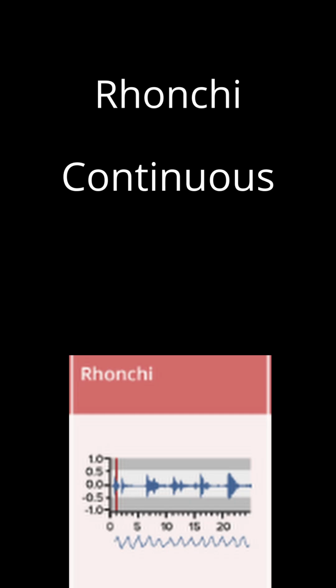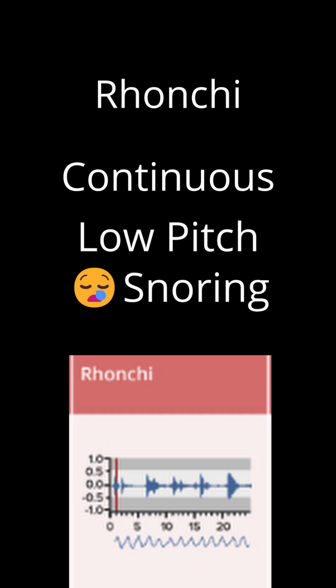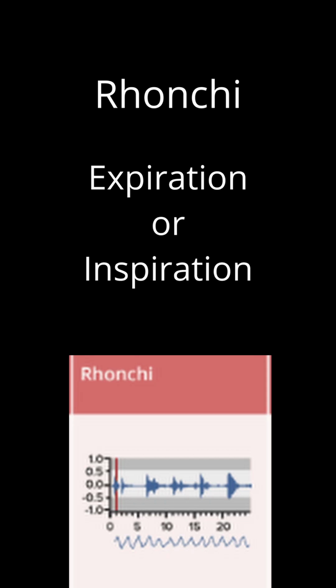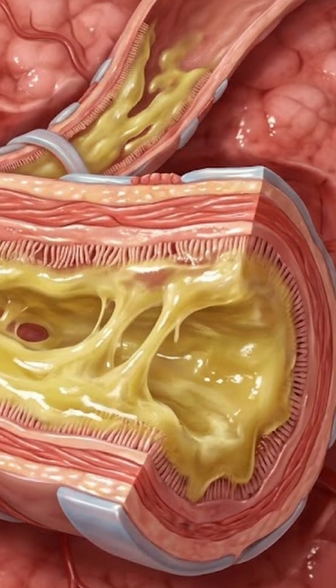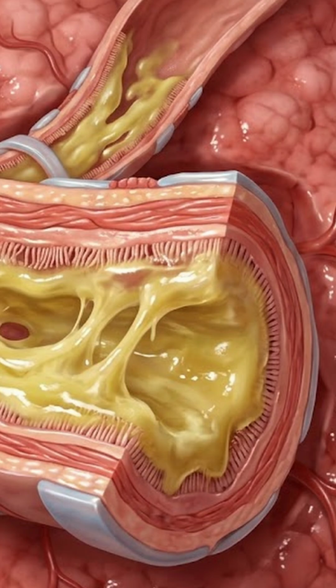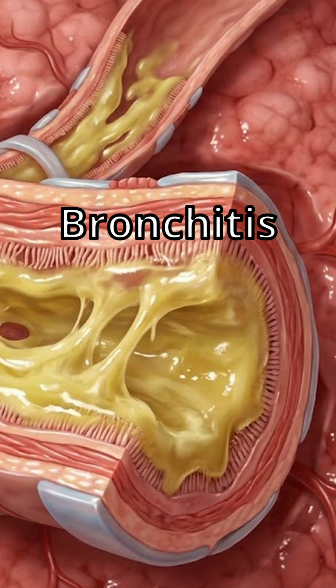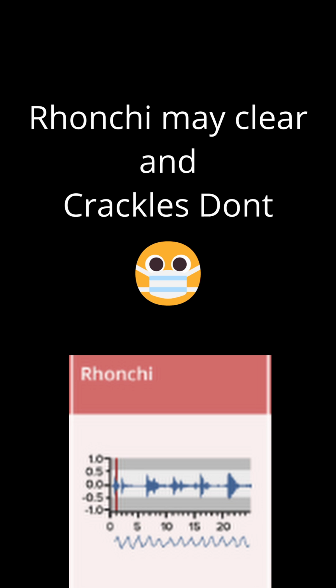Rhonchi are continuous, low-pitched, whistling, or snoring type noises produced on expiration and inspiration. Think of conditions that cause narrowing of large airways or mucosal edema found in bronchitis. Rhonchi may clear or change when the patient coughs, while crackles don't.